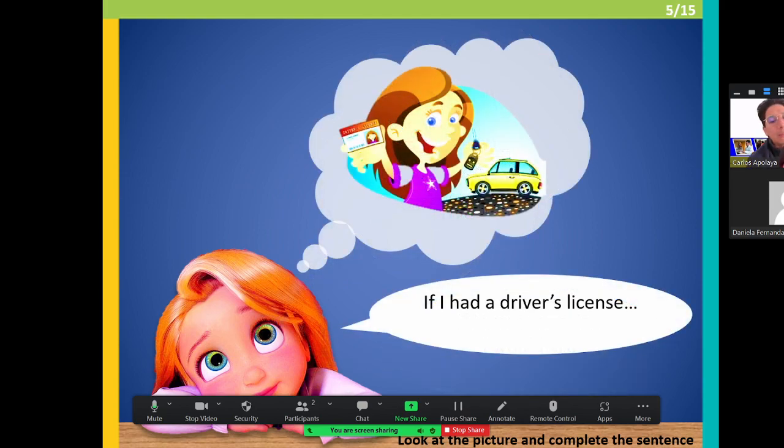Uno más. If I had a driver's license. ¿Qué puedes hacer si tuviese una licencia de conducir? I would drive my car. I would drive a car. Si tienes una licencia, podrías manejar.